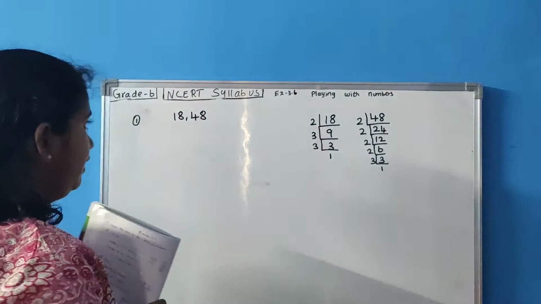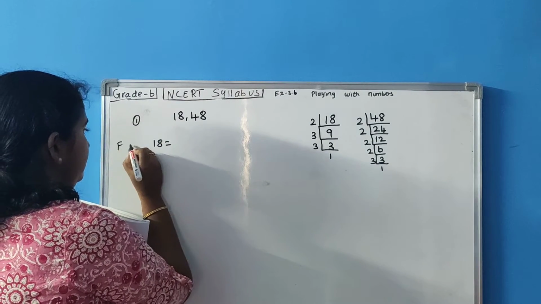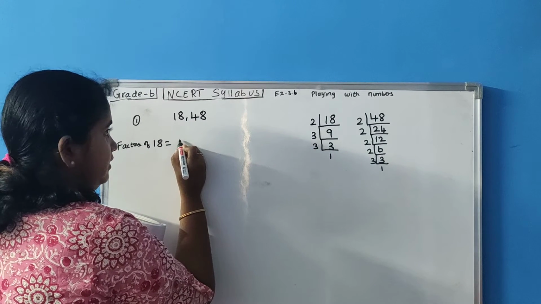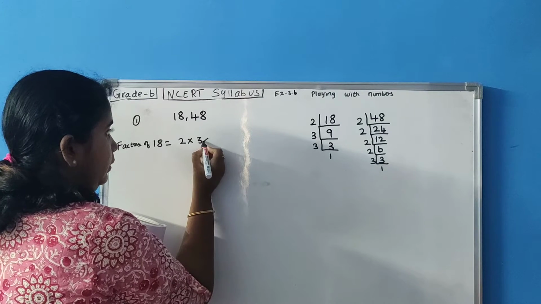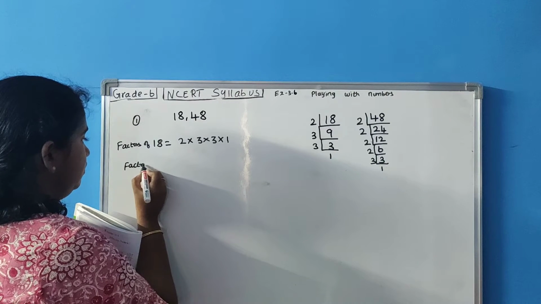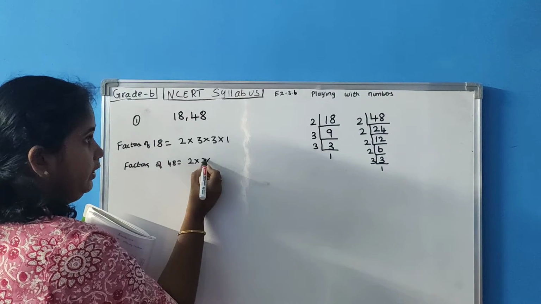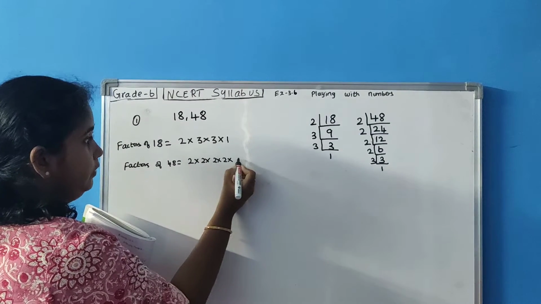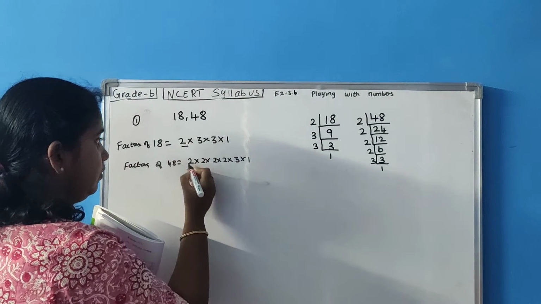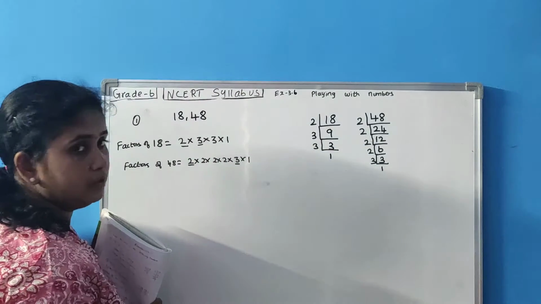Okay, now I am going to write the factors of 18. What are the factors? 2 into 3 into 3 into 1. What are the factors of 48? 2 into 2 into 2 into 2 into 3 into 1. Now which are the common factors here? This 2 is common, 3 is common. Okay, 1 you can ignore it.